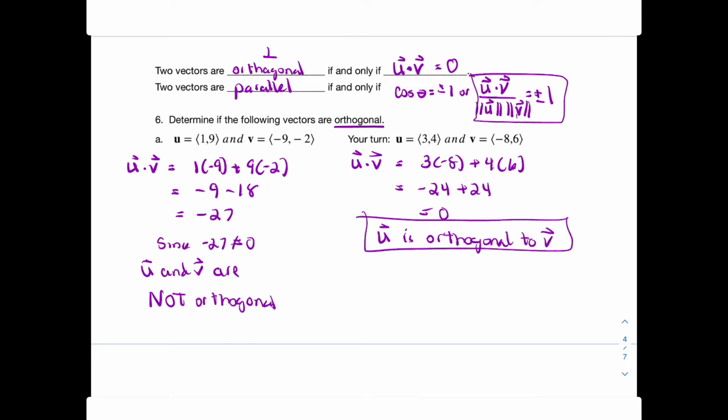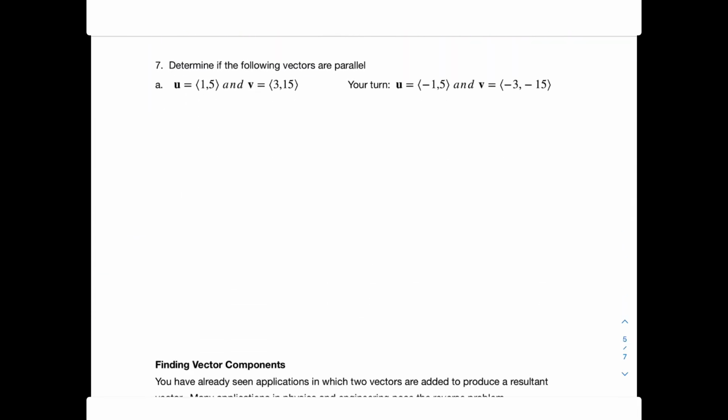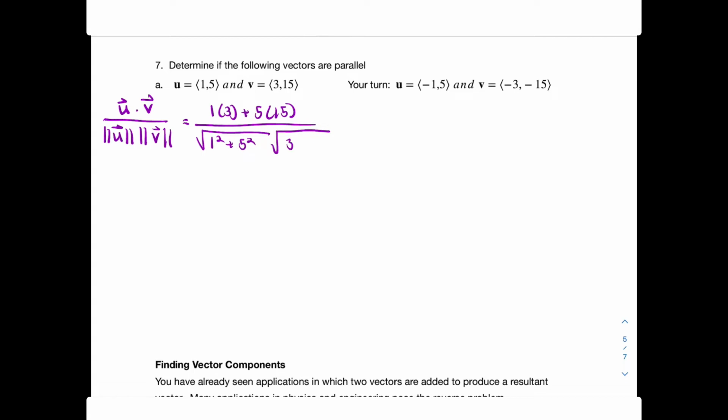Okay, next we're going to look at proving if two vectors are parallel to each other by using our formula. The dot product of the two vectors divided by the magnitude of the first vector times the magnitude of the second vector equals either a plus or minus 1. If we get any other answer besides plus 1 or minus 1, then they are not parallel. So we're going to start by finding the dot product of u and v in this example, and then the magnitude of vector u times the magnitude of vector v, and simplifying this down to see what number I get.